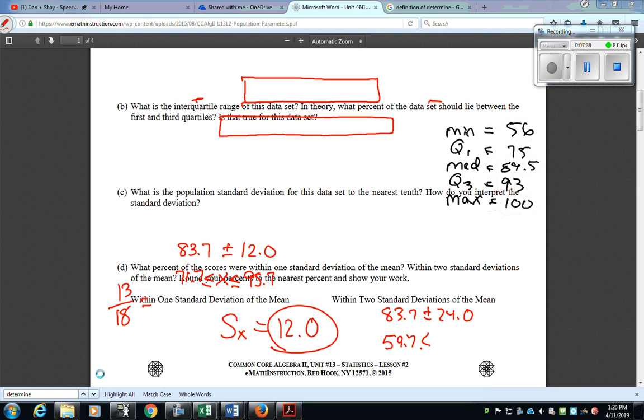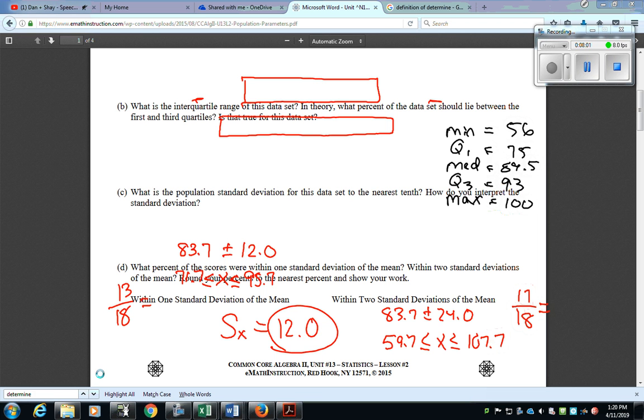And in the case of this, it would be 59.7 through 107.7. And if you go back up to the list, that's pretty much everyone except for one person. There was one that was a 56. So that'd be 17 out of 18. And again, you can divide that and multiply by 100 to get the percentage.